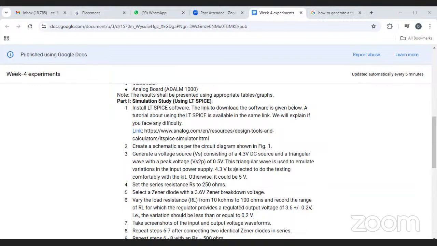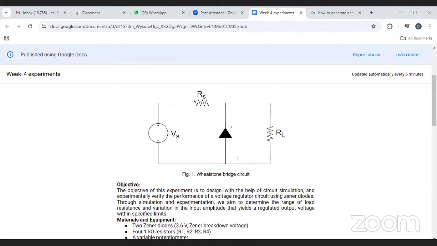In this way you can generate a triangular wave to emulate the variations in the input power supply. In real life there will be some variations in the input power supply, so we wanted to replicate that in our circuit and show that even though our signal is varying, we can get a constant voltage across the load using this circuit.